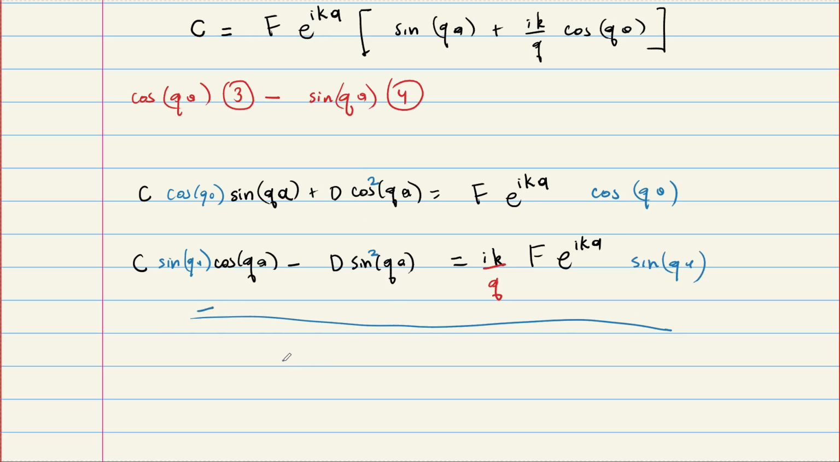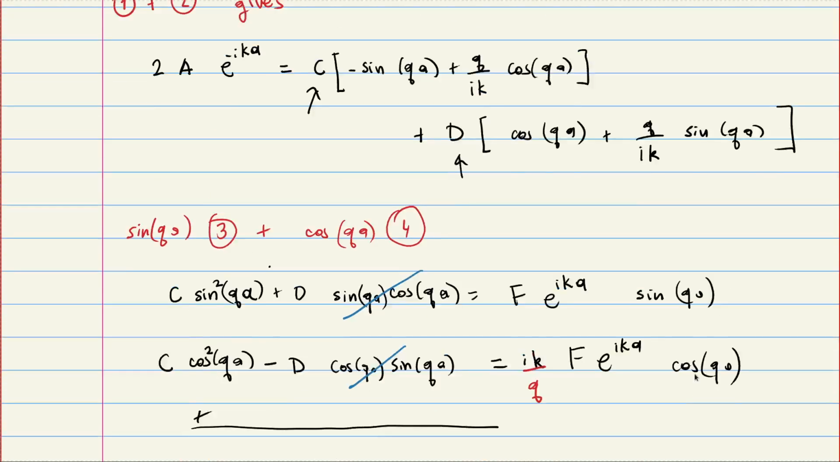Now I have d is equal to this thing, and this is cosine qa plus ik over q sine qa. Okay, all variables are eliminated. Now I'll write them together, and you'll see there's a very satisfying cancellation. And then that will be the end of the calculation.